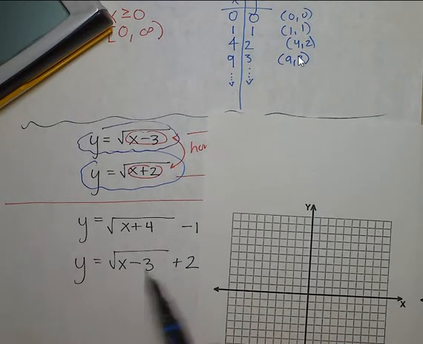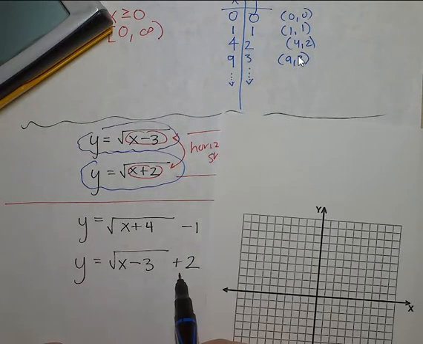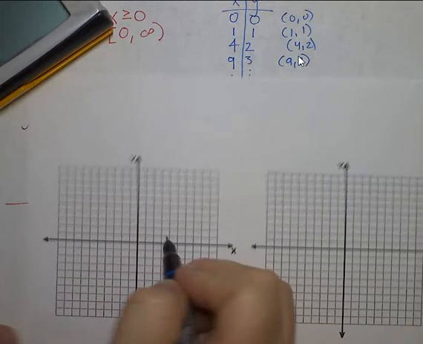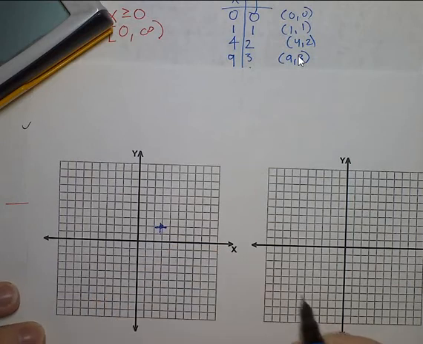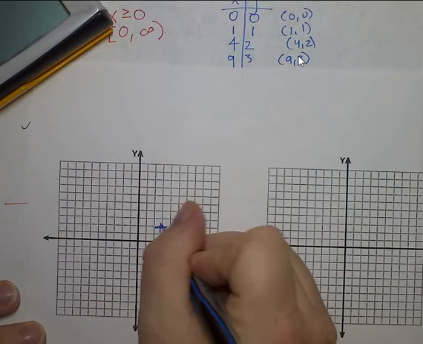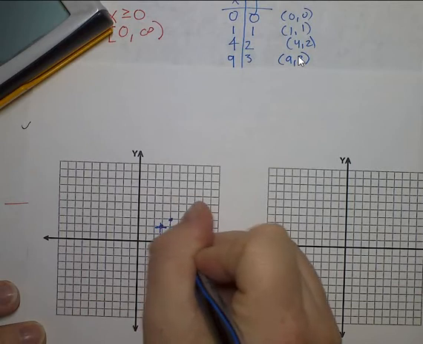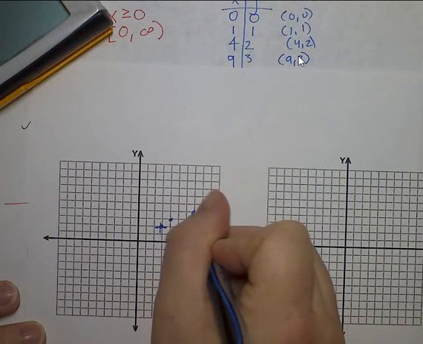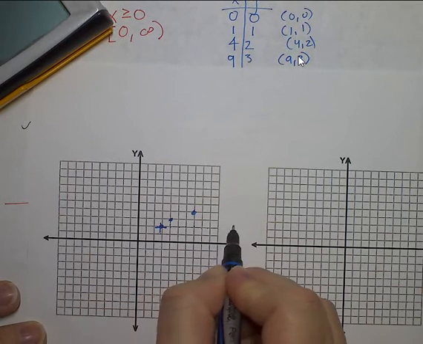All right, I'm going to shift to the right 3 and up 2. From the original origin, I go right 3, up 2, and this is now my translated origin. For square roots, I use the ordered pairs 0, 0, 1, 1. For 2, I'm going to have to estimate going off the graph here. 4, 2, 9, 3.